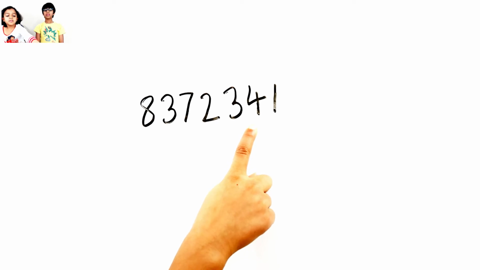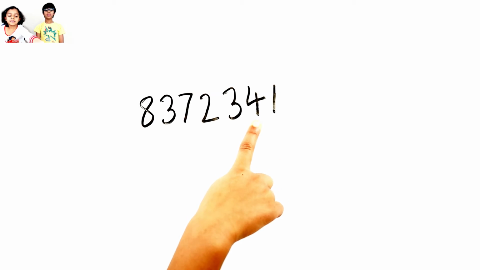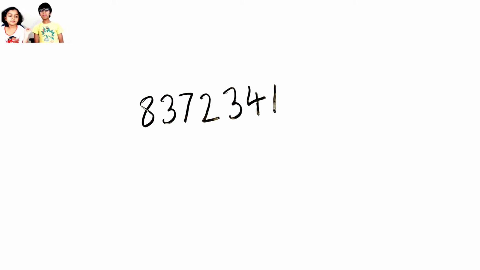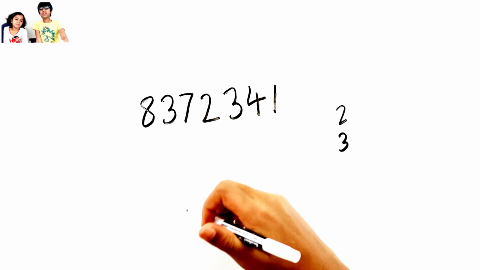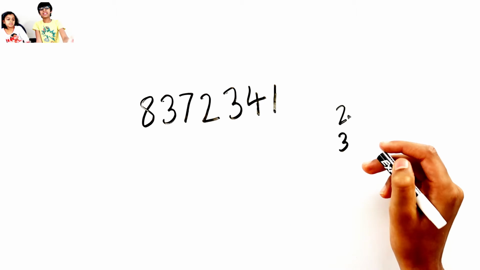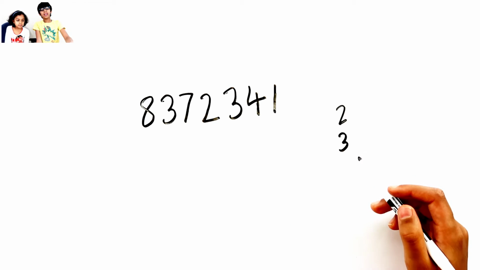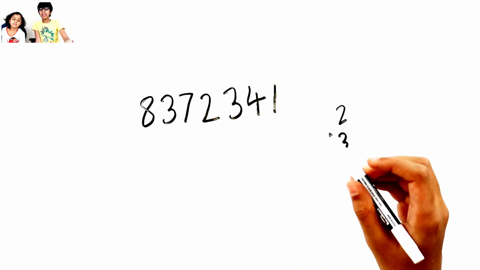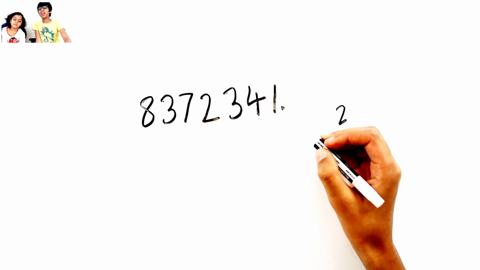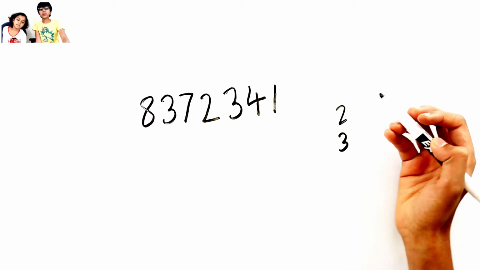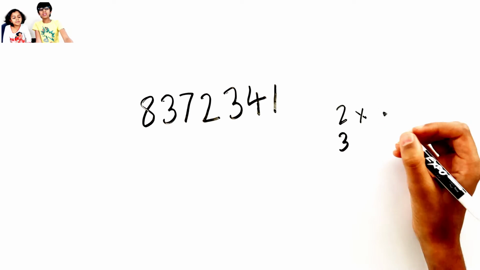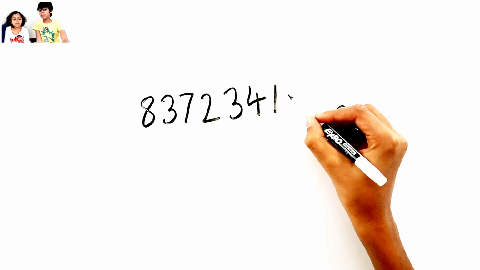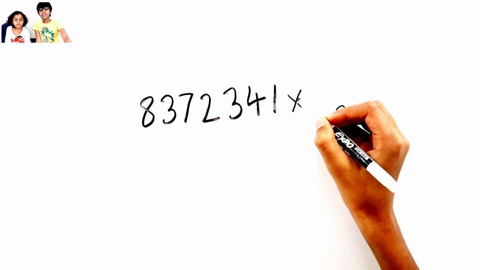Okay. Would you be able to divide this number by 6? To see if this whole number can be divided by 6, I need to see if this number can be divided by 2 and 3. Okay, this number cannot be divided by 2 because it's not an even number, because it ends with a 1. So that means this number cannot be divided by 6.